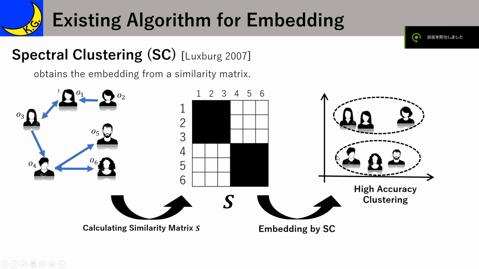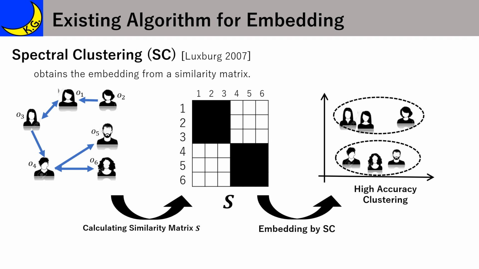We introduce an existing embedding algorithm. When inputting a similarity matrix with similarities between the objects, spectral clustering (SC) embeds objects in a vector space so that objects with high similarity are placed closer to one another.